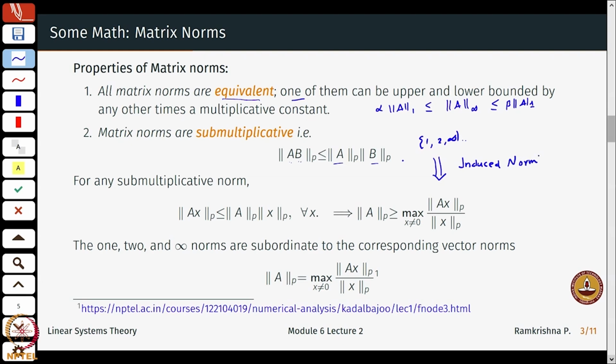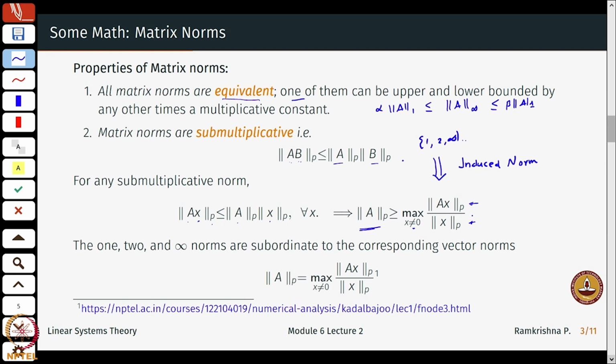I will quickly run you through what this could mean. For any submultiplicative norm, here A is a matrix and x is a vector. The norm of A times x, where the p norm could be 1, 2 or infinity, is less than or equal to the norm of A times the norm of x for all x. This would imply that I can rewrite it this way: the norm of A is greater than or equal to the maximum, with x not equal to 0, of the norm of Ax divided by the norm of x.